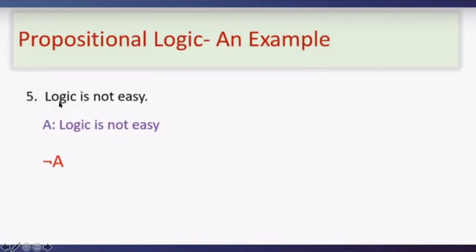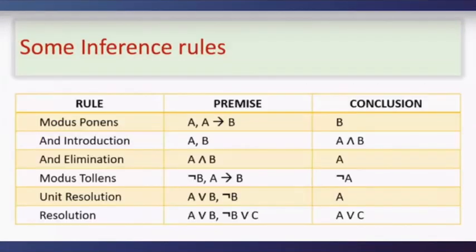Another one: if it says the logic is not easy, and if it says that A is logic is okay, there is a problem here. A will be represented as logic is easy. Not will not come here. You just represent A as logic is easy. So this can be represented as negation of A, meaning logic is not easy. Logic is easy here, but here it says logic is not easy. That is wrong here. This not will not come here.